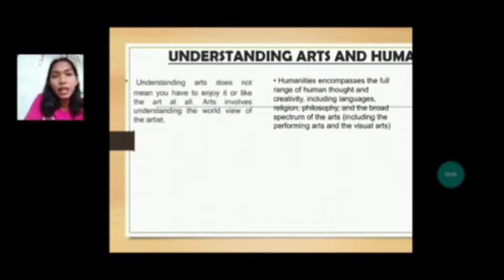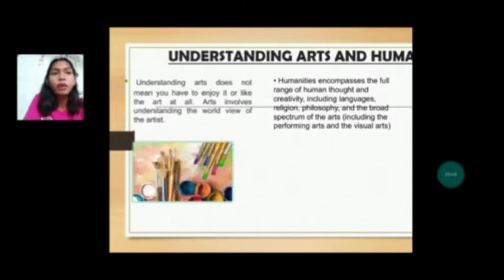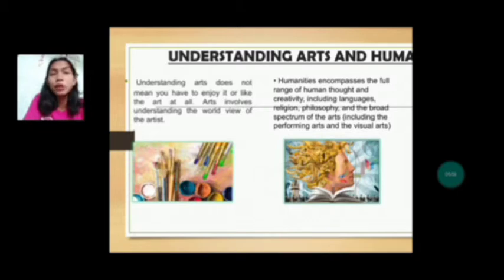Understanding arts does not mean you have to enjoy it or like the art at all. Also, art involves understanding the worldview of the artist. And humanities encompasses the full range of human thought and creativity, including languages, religion, philosophy, and the broad spectrum of the arts, including the performing arts and the visual arts. And to know the deep meaning of this discussion, let us proceed to the meaning of arts, to be discussed by Crystal Torres.